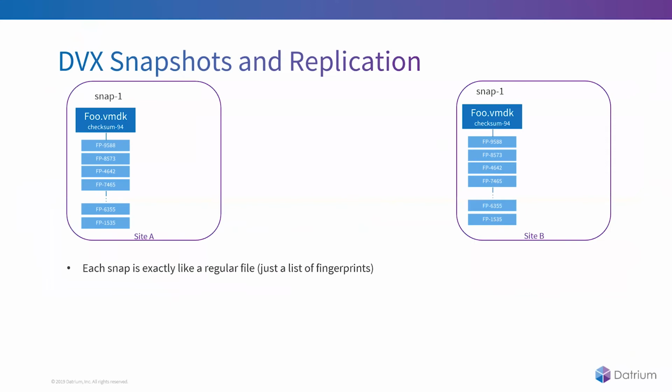So the first thing that we need to talk about is how do we actually do replication, right? We've talked a lot about how Datrium does a globally deduped replication namespace.